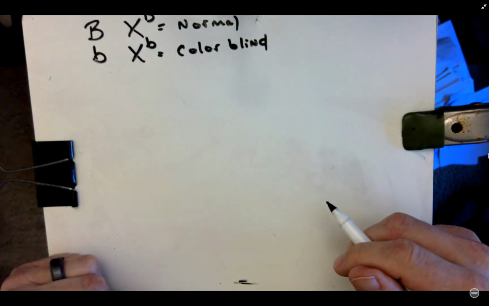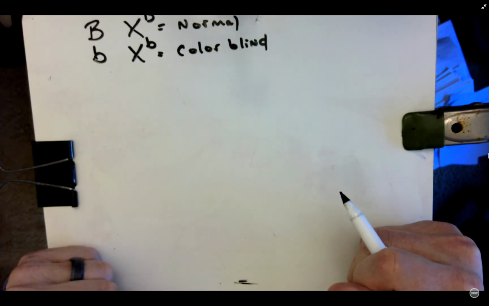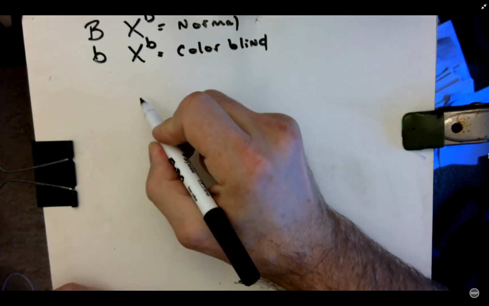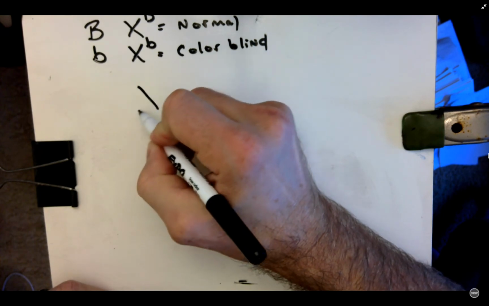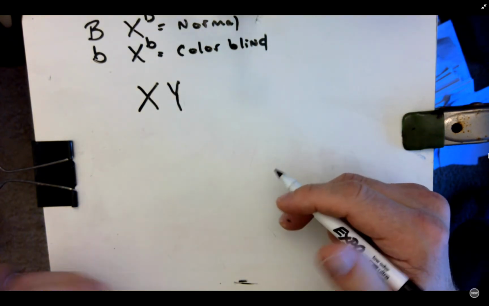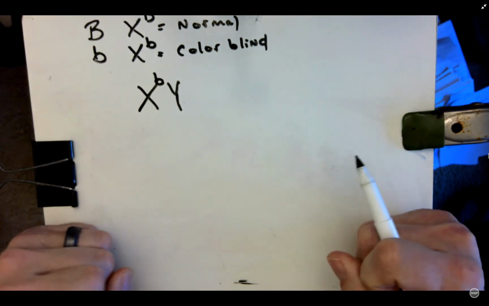Okay. Next, all right, so we've got our alleles all figured out. Next, a colorblind man. Let's stop. This is a man, so we know we have X, Y. Furthermore, he's colorblind, so we know he must have the little b allele. That was easy.